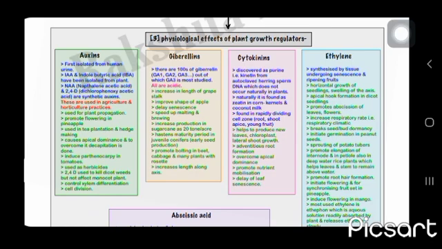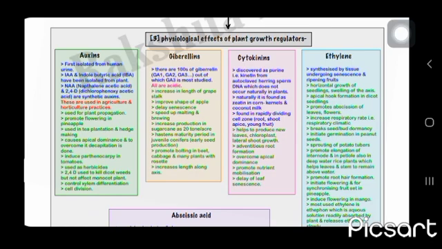Third, physiological effects of plant growth regulators. Auxin was first isolated from human urine. Then these are used in agriculture and horticultural practices, used for plant propagation, promote flowering, used in tea plantation, cause apical dominance, and to prevent abscission, used as herbicides. Whereas gibberellins, there are hundreds of gibberellins, out of which GA3 is most studied. All are acidic, increase length of grape stalk, improve shape of apple, delay senescence, speed up malting and brewing, hasten maturity period in juvenile conifers.